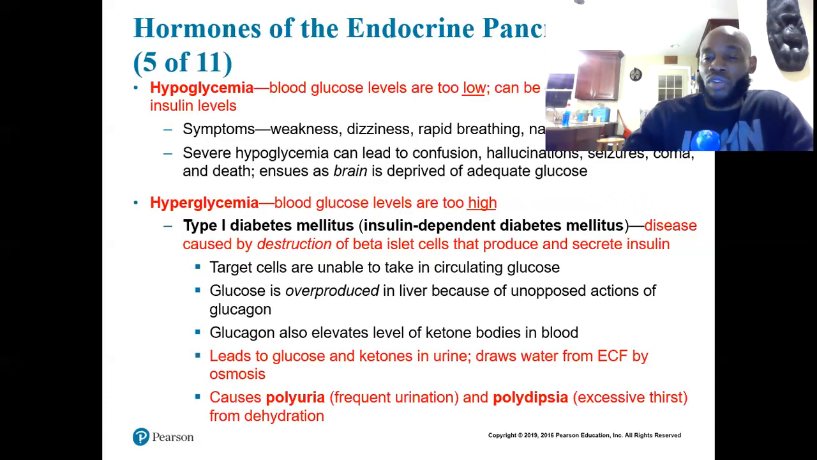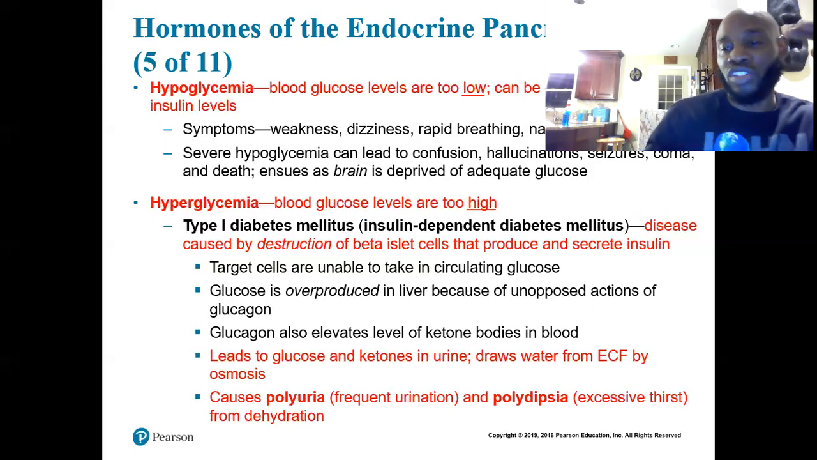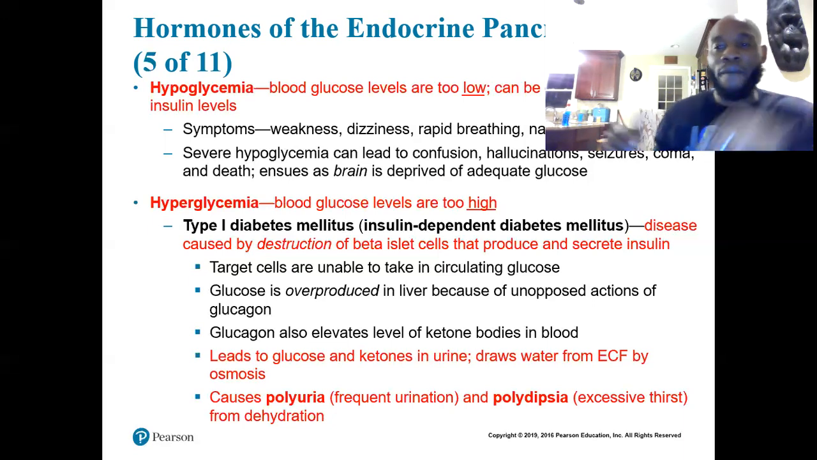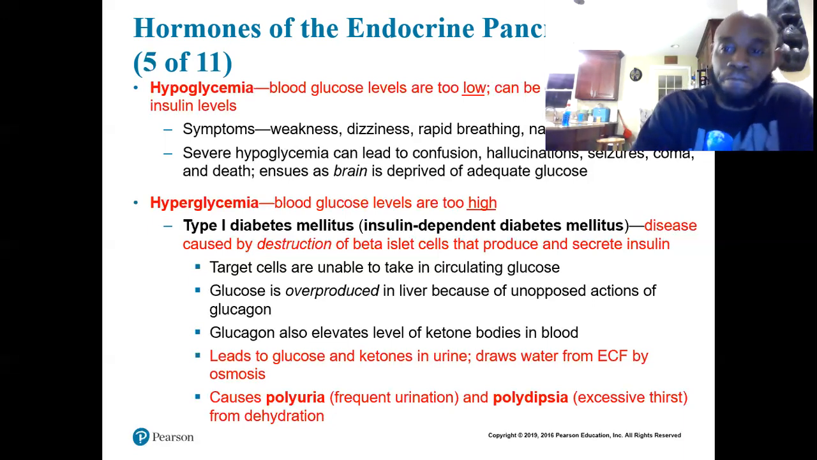So they work together. Glucagon increases our blood sugar as necessary. Insulin reduces our blood sugar, right? So both can help us maintain that homeostatic balance that we want to maintain.